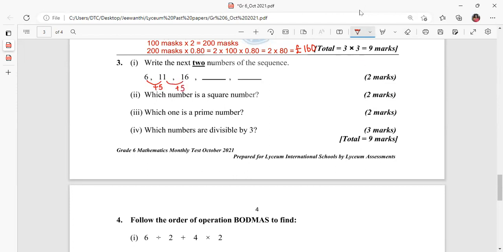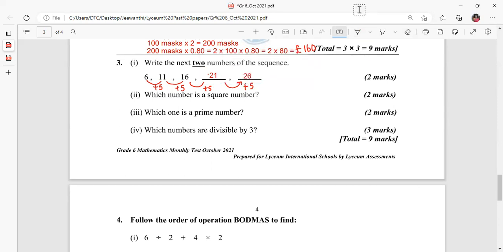So then this should be 16 plus 5, and whatever the number, plus 5. So how do you get it, children? 6 plus 5 is 11, 11 plus 5 is 16. 16 plus 5, what is the answer? It is 21. Write it here nicely. 21. 21 plus 5, the answer is 26.